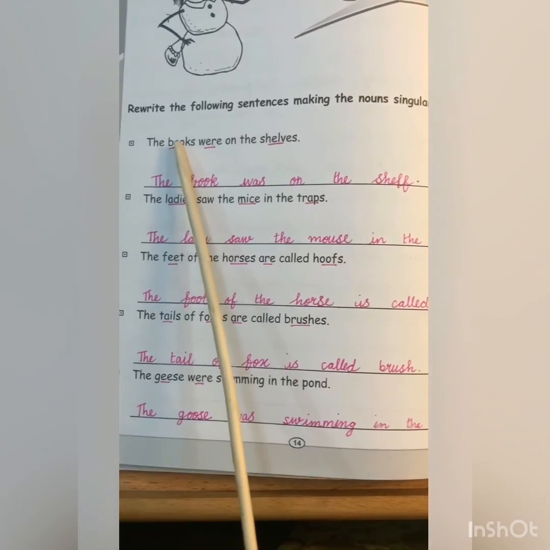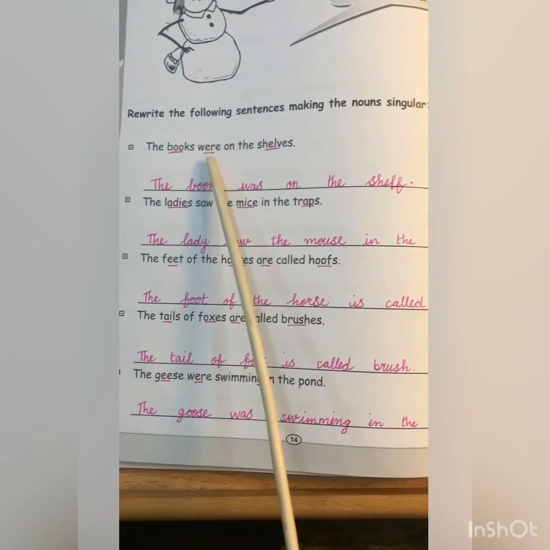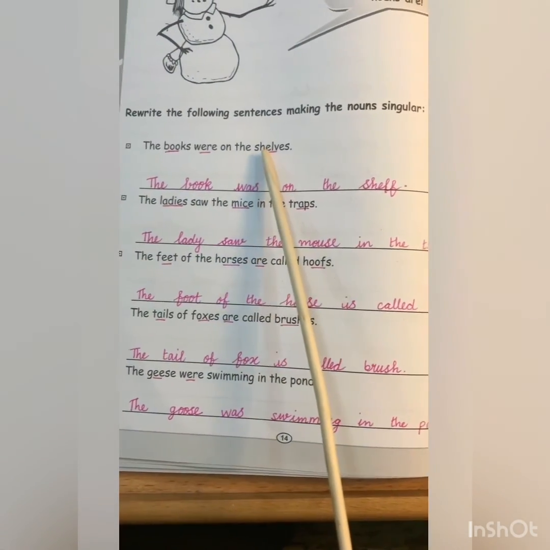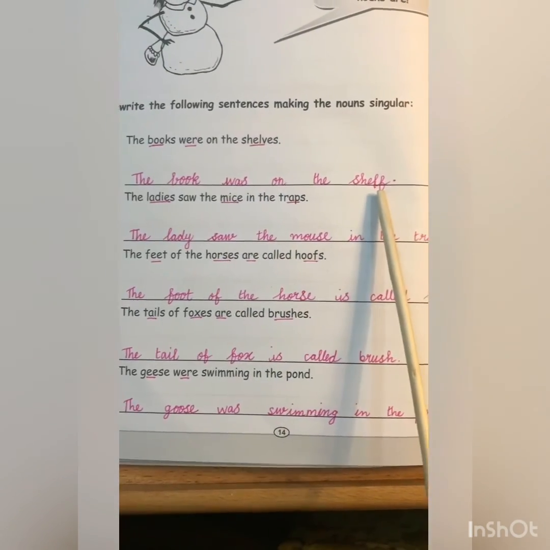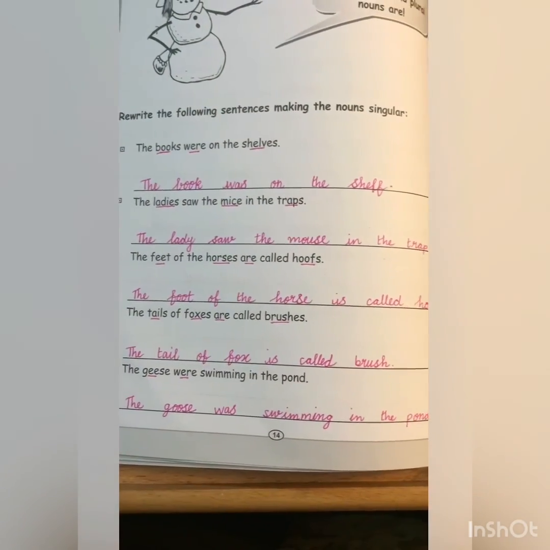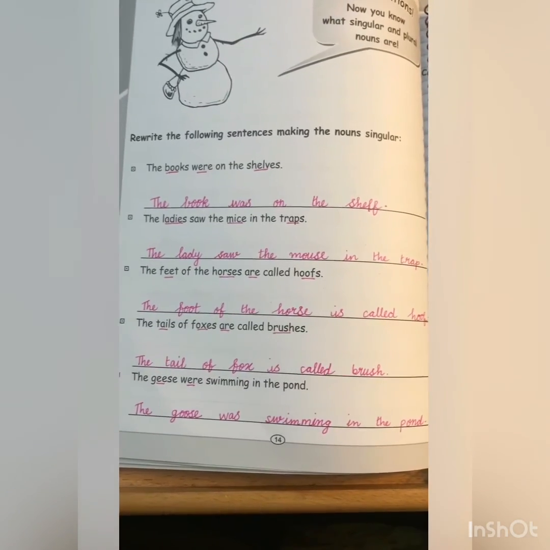See, now I will check. I have changed book. I have changed helping verb. I have changed the last noun. Now children, in this way, in the similar manner, you have to attempt all the sentences.